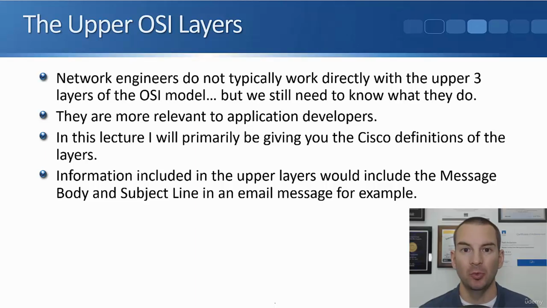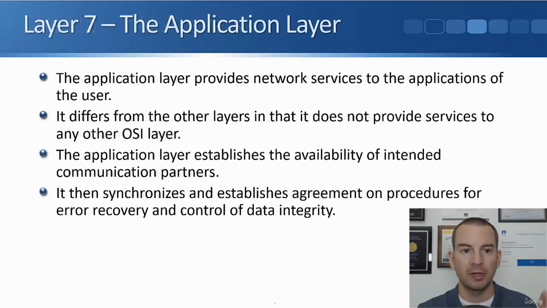And for the exam, we need to know the definitions of each of the layers as well. It's quite likely that you'll be tested on that. So in this lecture, that's primarily what I'm going to be doing, is giving you the Cisco definitions so you'll be ready for the exam. Information included in the upper layers would include the message body and the subject line in an email message, for example. So let's look at the three top layers, starting with layer 7, the application layer.